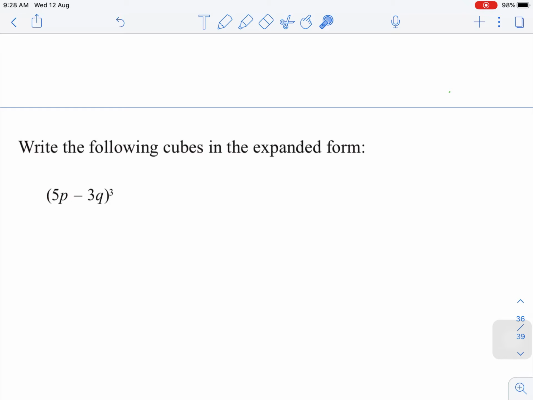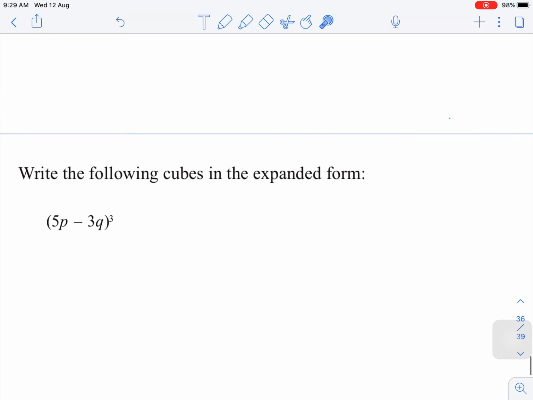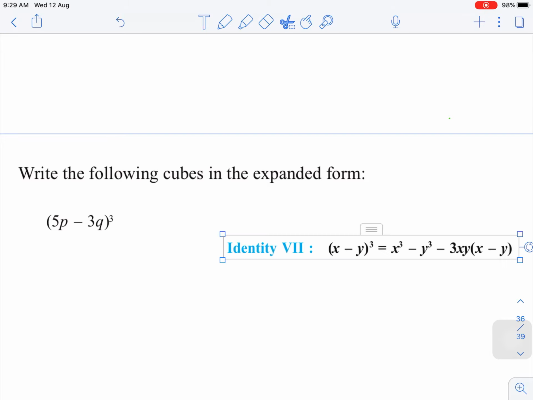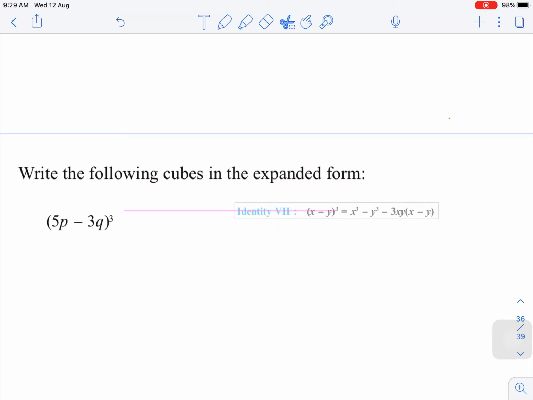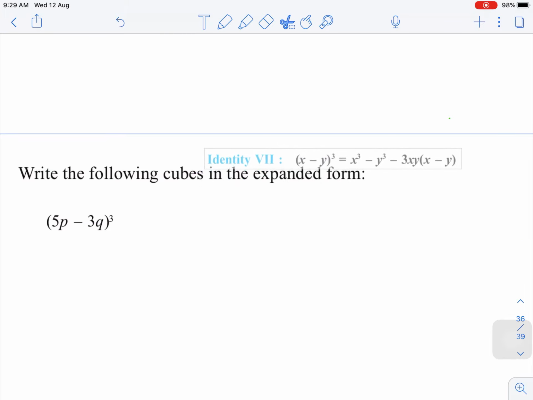Now look at this example. It is of what format? First term minus second term bracket cube. So let us do one thing: I'll copy this formula over here. Now as per the formula, what is the condition? Let me keep this formula here.